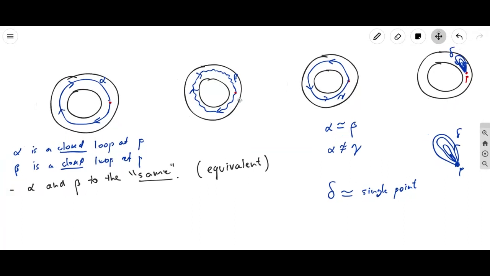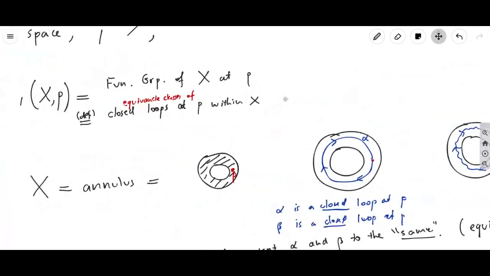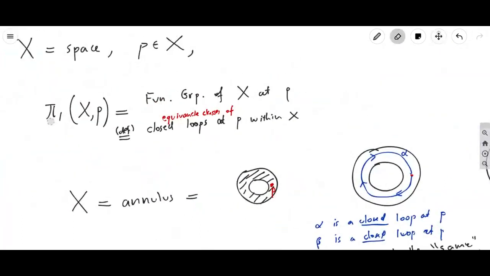And that is essentially what the fundamental group is. X represents the space, P represents the point at which you're going to be drawing all of your loops, and it's not going to be loops at P. It's not going to be closed loops at P. It's going to be equivalence classes of loops at P. So you're going to sometimes regard two different looking loops as being the same if one can be continuously deformed into another one.